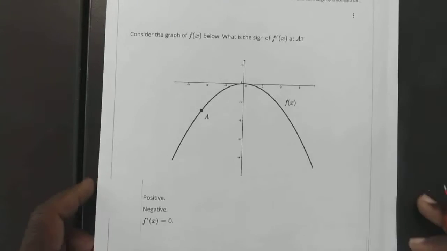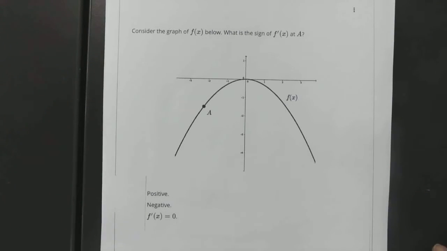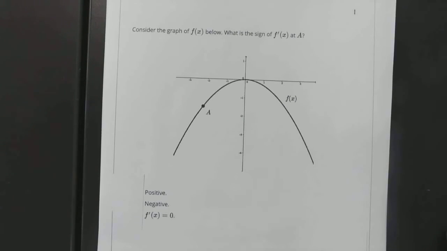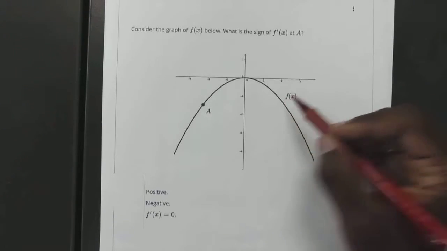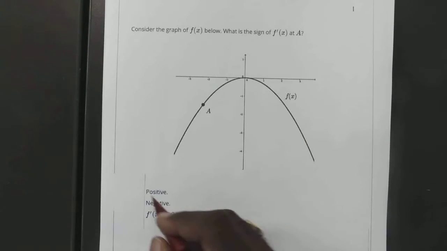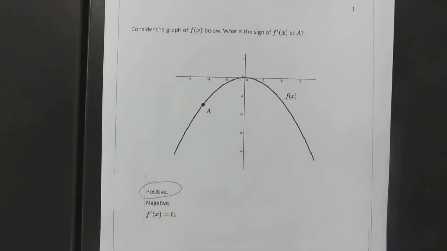For this one, they want to know the sign of f prime of x at x equals a. Positive. Yep, you know it's positive just because it's increasing at that point. If it was over here, it would of course be negative, just like the last one.